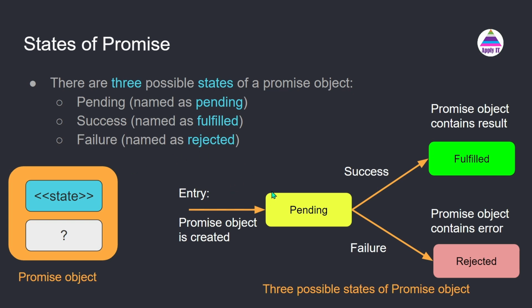Whenever we create a promise object, the state of the promise will be pending. If that asynchronous call was successful, the state of the promise object will become fulfilled. And if that async call was not successful, there was some failure, for example, it could not get data from the API server, then the state of the promise object will be rejected. So there are three possible states: pending, fulfilled, and rejected.